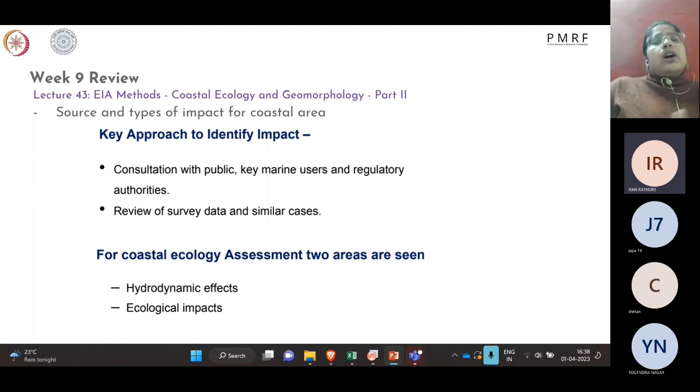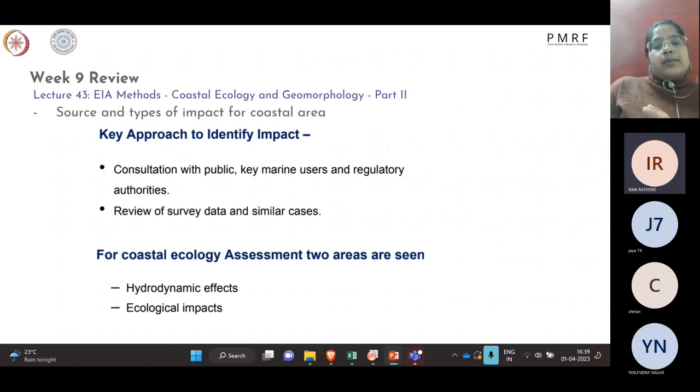And then you need to also consult with key marine users or people who do research in these areas, and how their research is going to be affected if such a project comes up. And then you also have regulatory authorities, like the authorities which are gathering secondary data. So you also need to consult with them to identify the impact. And then you need to review the survey data in similar cases to look at the project impacts.